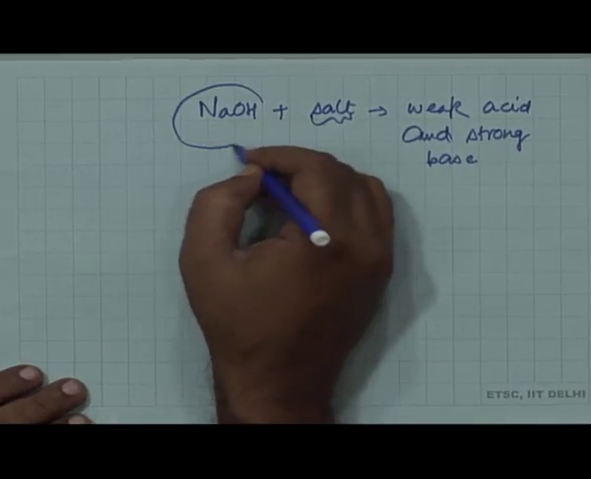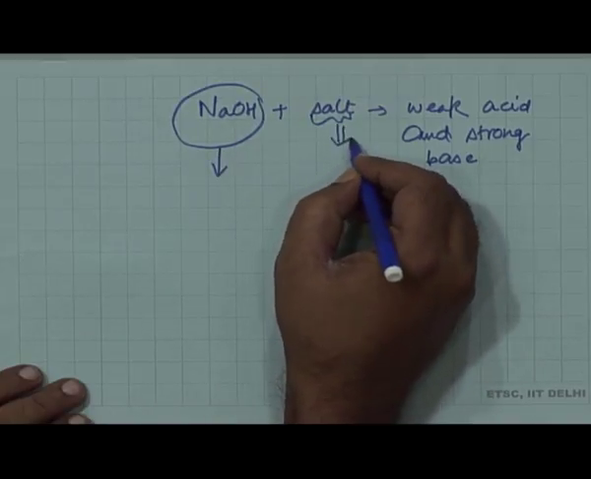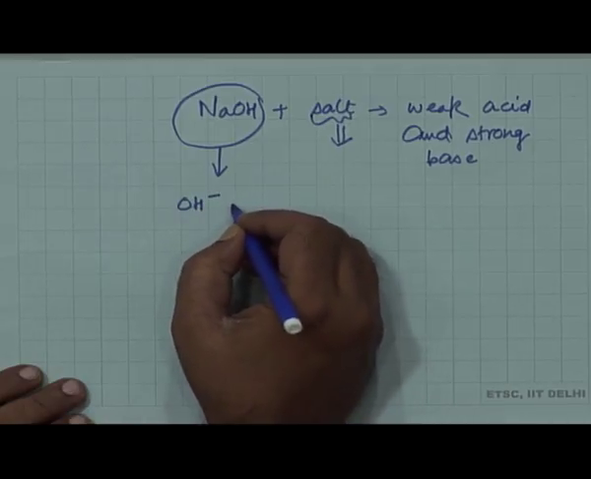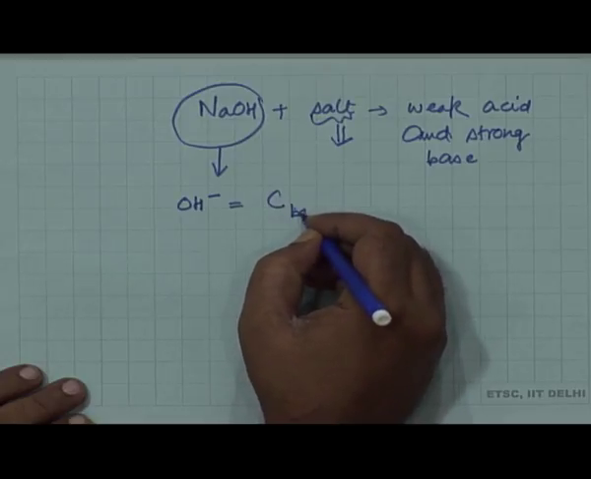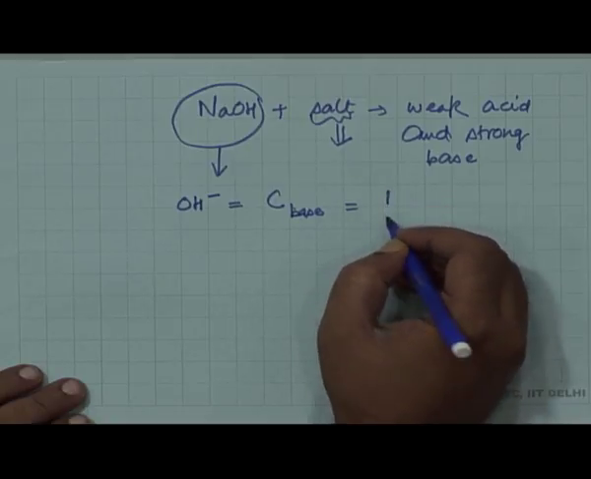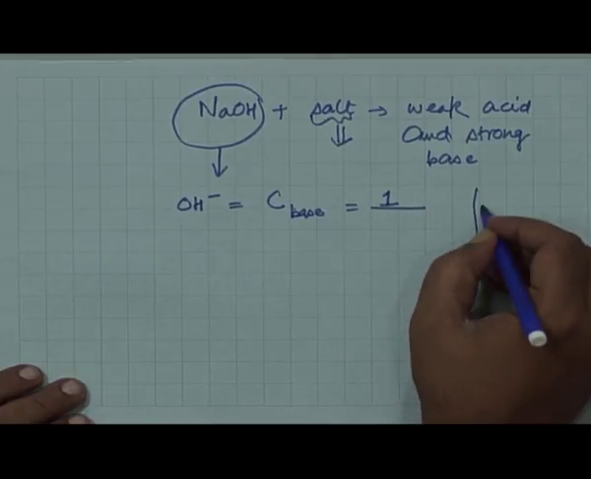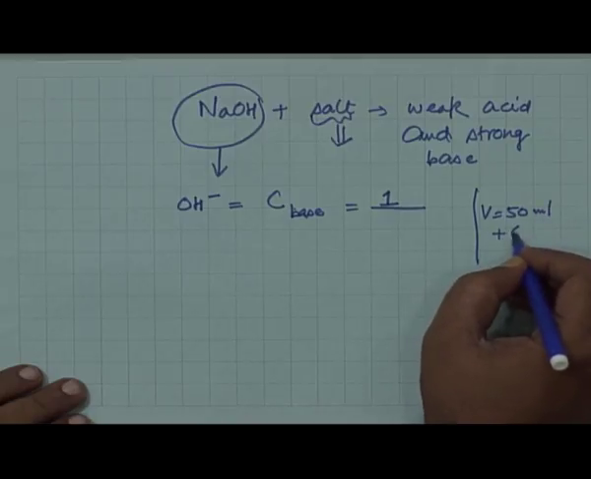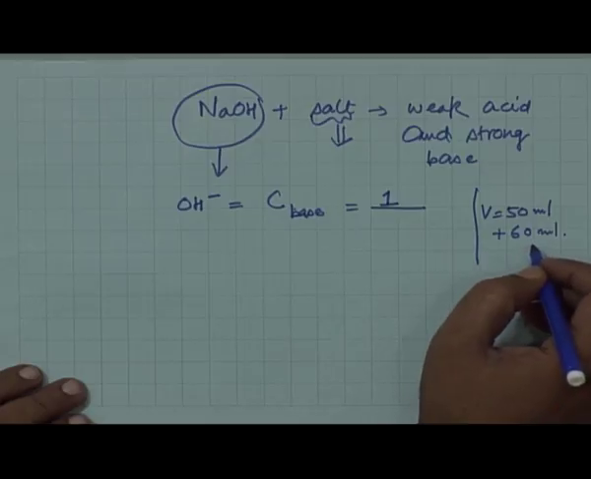But since there is NaOH and this completely dissociates, here hydrolysis is not complete and so almost all the OH minus ions will come from this base, and this is nothing but your 1 millimole. We know that 1 millimole is left and your volume is 50 ml of acetic acid plus 60 ml of base NaOH.